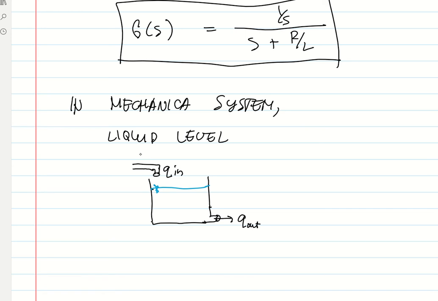Then the cross-sectional area of this system or this tank, let's call it A. If it's a circle, then it's pi r squared. It depends on the shape. And we can also name the height of the water. So it's changing, and we call it letter H. H here is a variable.